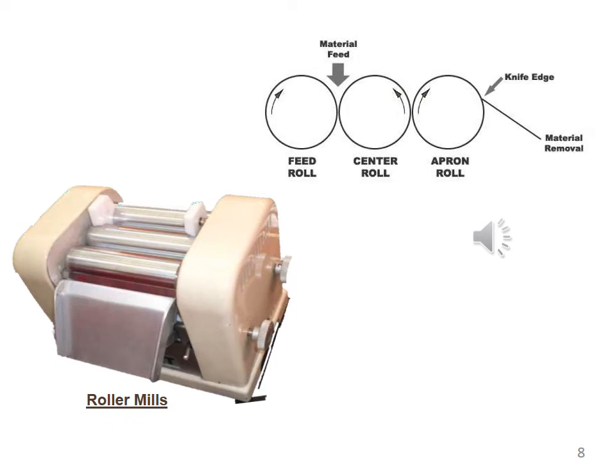In this slide you can see a picture which presents a roller mill. This roller mill consists of 3 rolls. The first roll is the feed roll, the second roll is the center roll, and the third roll is the apron roll.